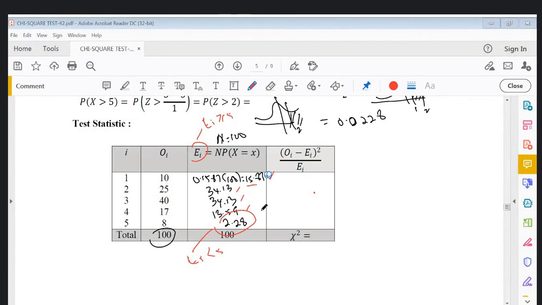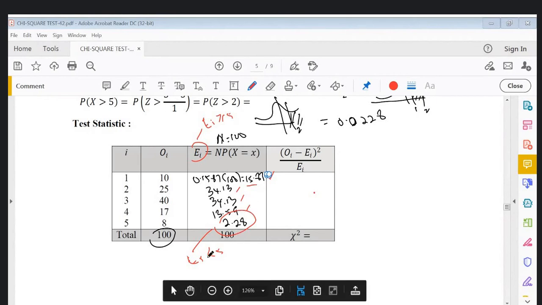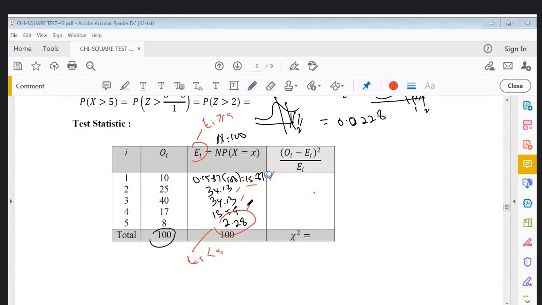We must combine. Kita mesti gabungkan supaya EI must be greater than 5. Okay, for this one we combine the last one and after the last one. For this one you must combine, campurkan saja. Yang sini pun kena combine. For this one we get 25, 25.